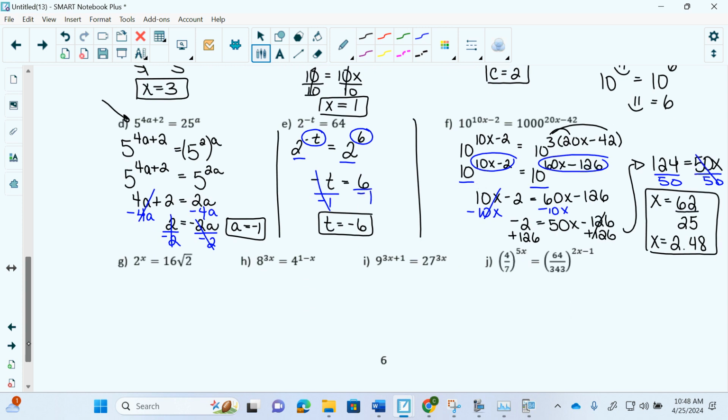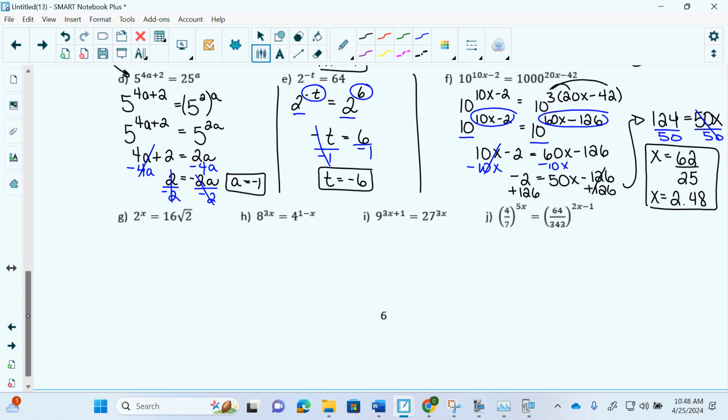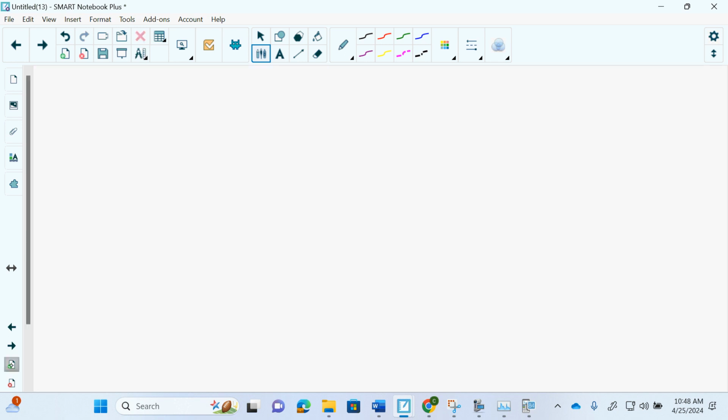Okay. G, I didn't make you do, but I'm going to now. All right. So we have 2, 16, and 2. The catch here is the root 2. Let's talk about that. Grade 10.